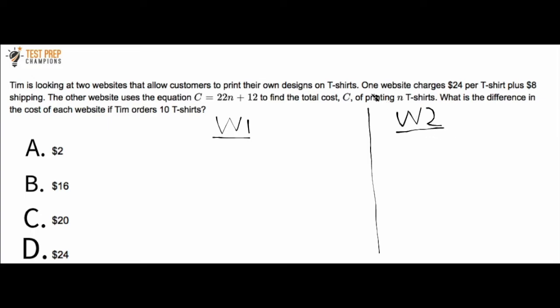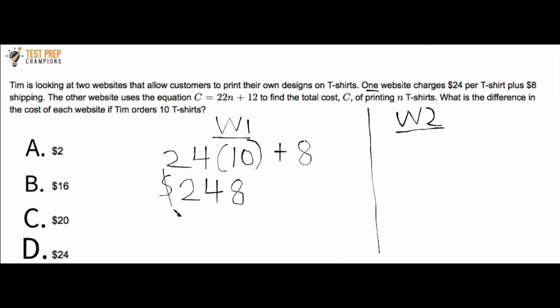So let's calculate for website 1 first. It charges $24 per t-shirt plus $8 in shipping. We already know that Tim's ordering 10 t-shirts. So basically we would do 24 per t-shirt, there's 10 t-shirts, so it's 24 times 10 plus 8, right, for the shipping. So we can do this in the calculator. 24 times 10 is going to be 240, plus another 8 is going to be 248. So the total cost of ordering from website 1 is 248.